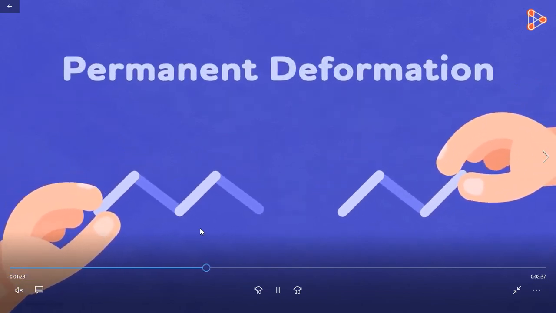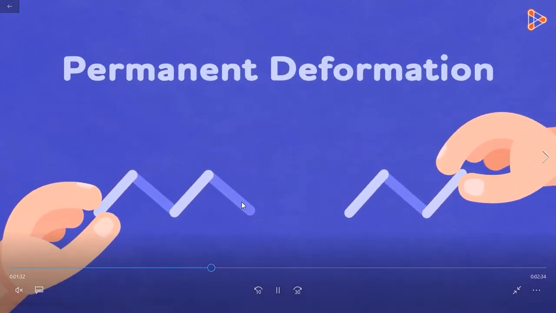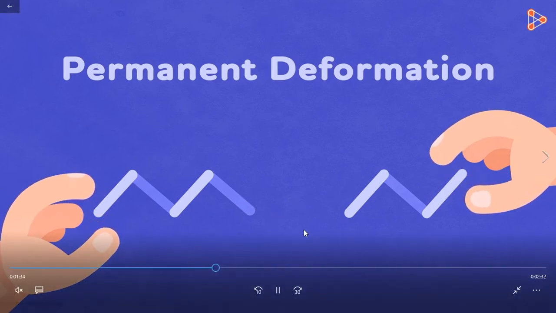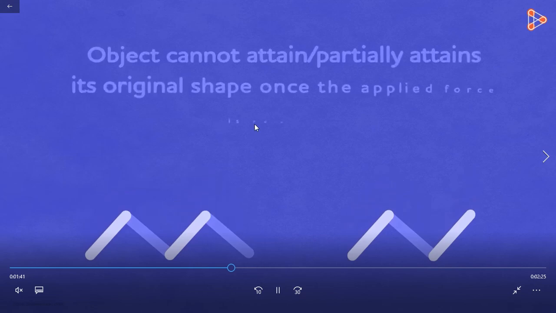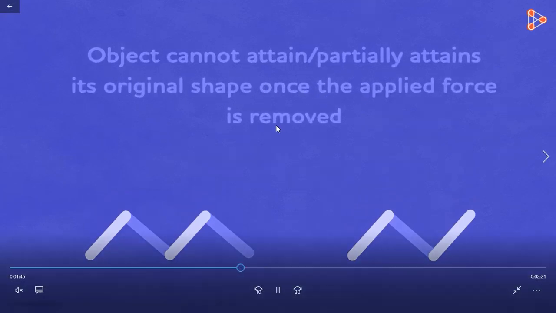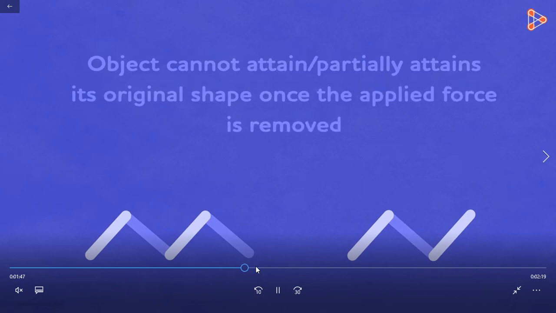See here, taking the spring and applying force more and more, it automatically breaks. You can call it permanent deformation. When an object cannot attain or only partially attains its original shape once the applied force is removed, it is called plasticity.